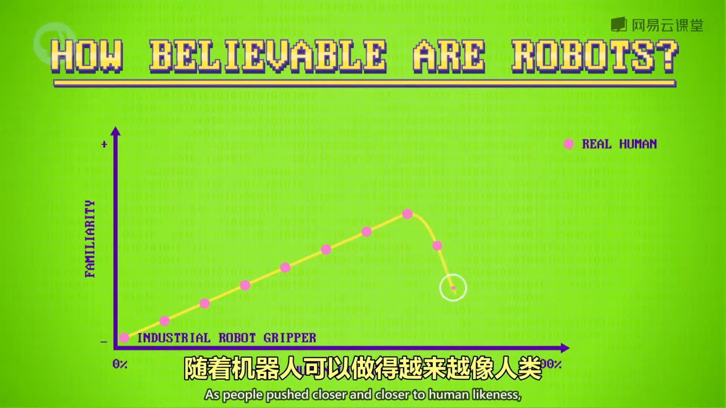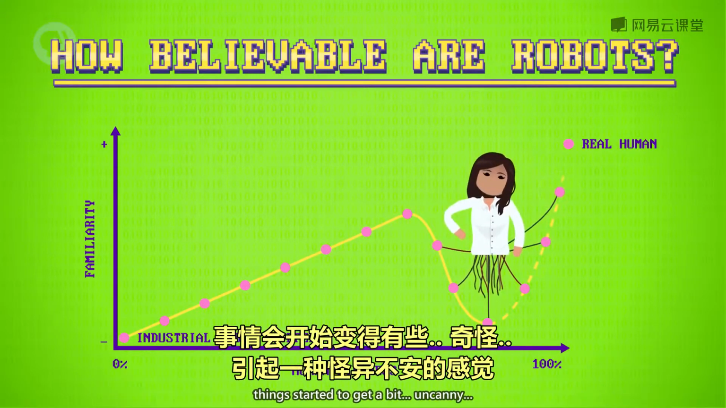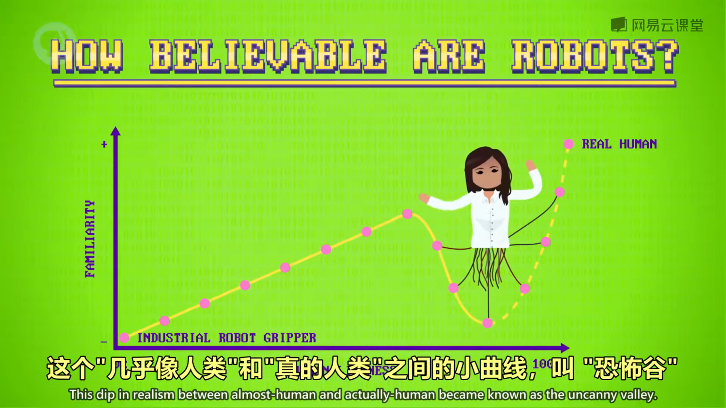As people pushed closer and closer to human likeness, replacing cameras with artificial eyeballs and covering metal chassis with synthetic flesh, things started to get a bit uncanny, eliciting an eerie and unsettling feeling. This dip in realism between almost human and actually human became known as the uncanny valley.